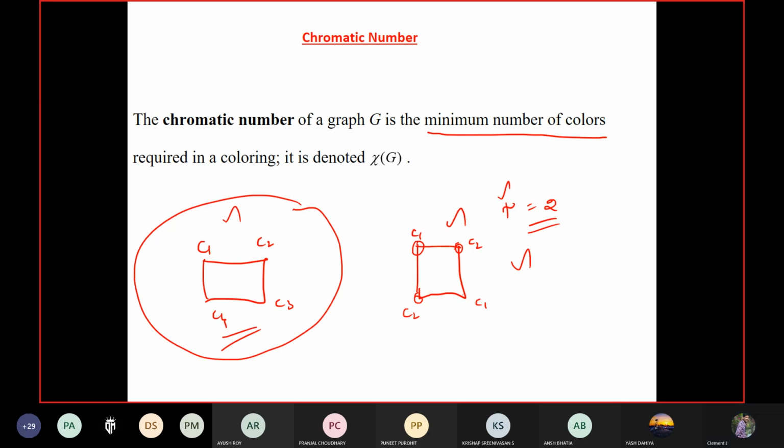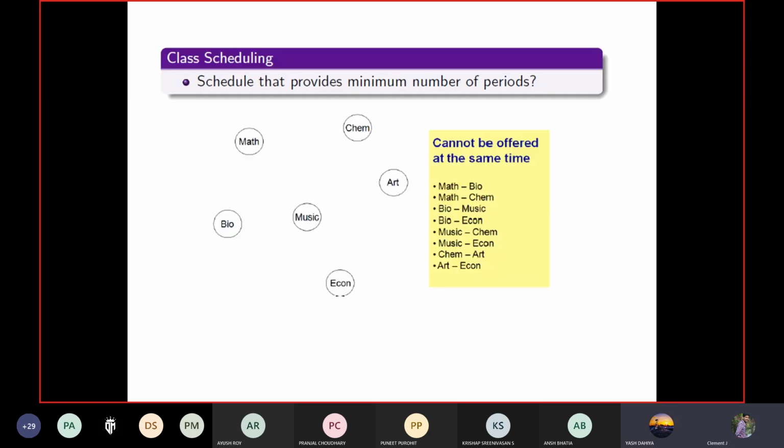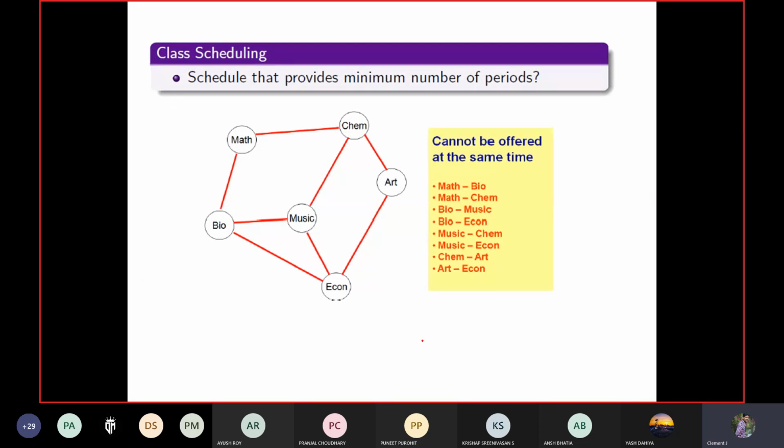Clear? Yes. Okay, fine. Usually this coloring property is helpful for applications like class scheduling and timetable scheduling. There are plenty of applications, but I'm not going to enter into the application part.